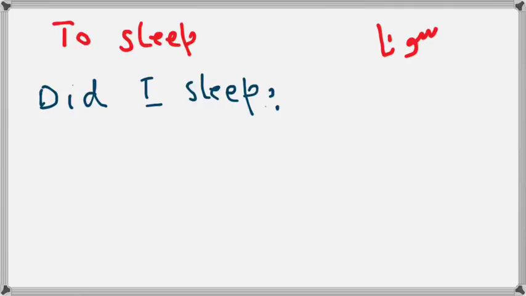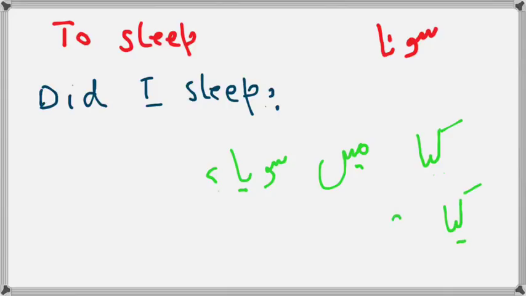If I'm a male, then I will say क्या. क्या is used to ask a question. क्या मैं सोया? And for female, notice that we write क्या मैं सोई. And for सोई, I use hamza. क्या मैं सोई? Did I sleep?